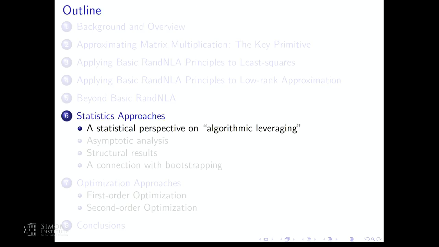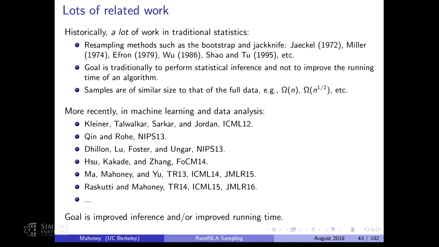So, a statistical perspective on, call it, algorithmic leveraging. Statistics samples data from the world, and there's a lot of work on resampling methods, in particular things like the bootstrap and the jackknife. Here, the idea is that you have the computer, you can compute lots of stuff, you don't need to write everything down analytically, and so you can compute estimates.